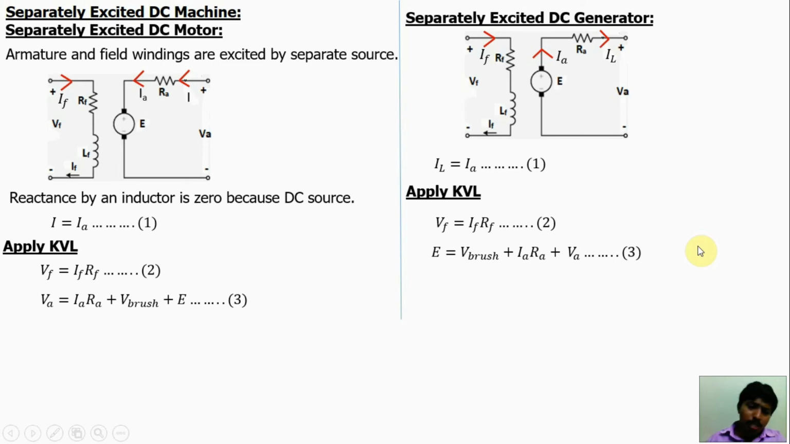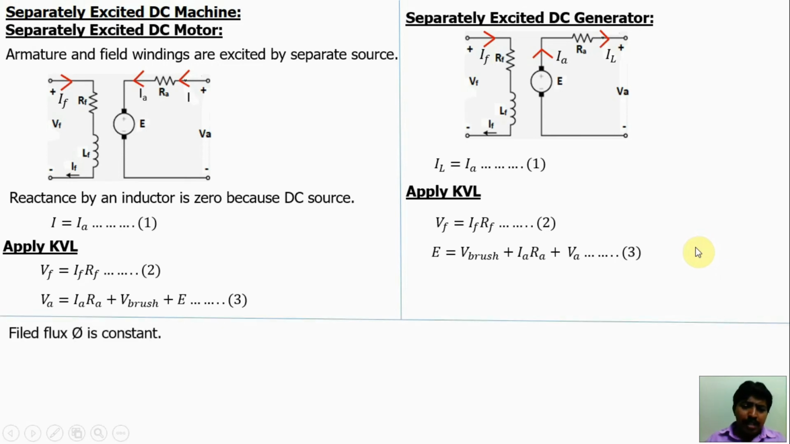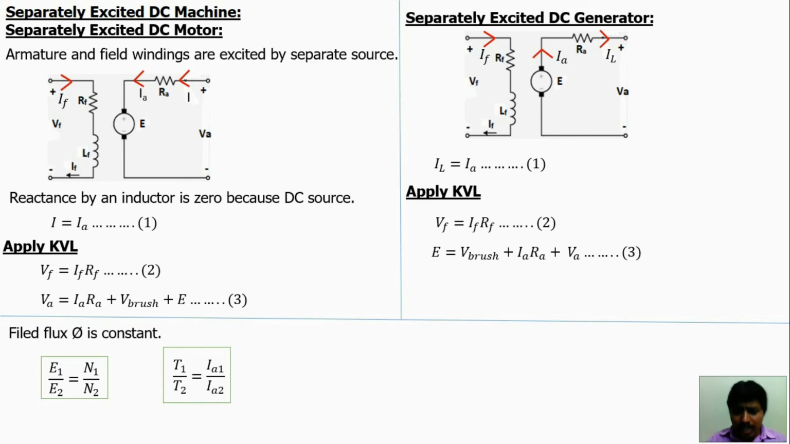This is the concept. For separately excited machines, the field voltage VF is constant, IF is constant, so flux will be constant, same as in the shunt machine. So we may write E1 by E2 is equal to N1 by N2, T1 by T2 is equal to Ia1 by Ia2, like the shunt machine. Next we will discuss two problems.